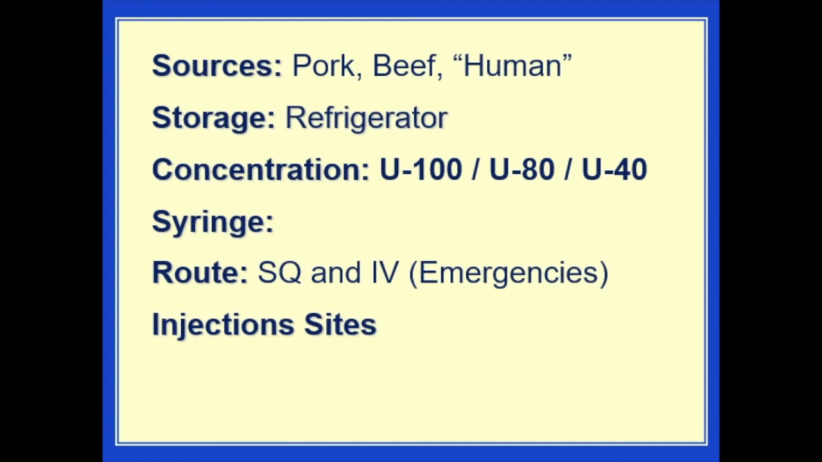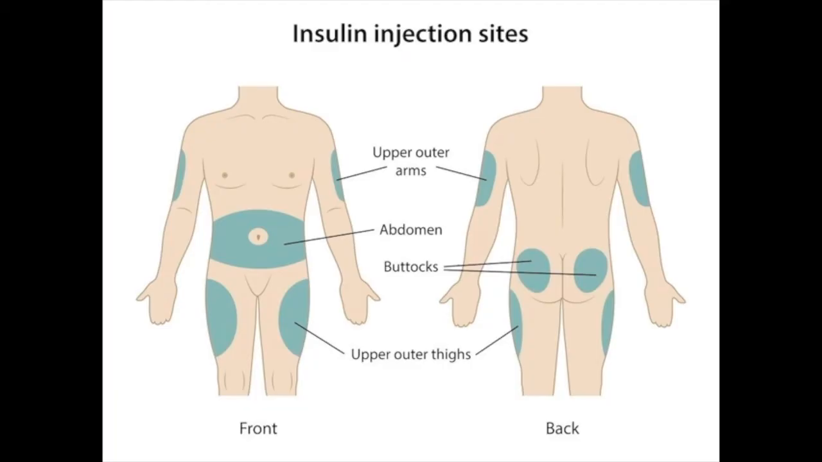Okay, so for route, you have subcutaneous and intravenous. Recall that there is only one type of insulin that could be administered intravenously, and that will be your regular insulin, which would be clear in appearance. And then injection sites. Talking about sub-Q, wherever there's fat, you can inject your insulin. This diagram shows the common injection sites: your upper outer arm, your abdomen, buttocks, and your upper outer thigh.